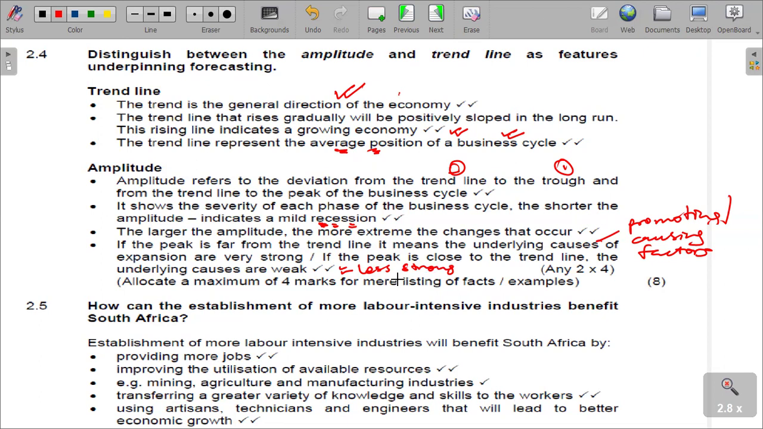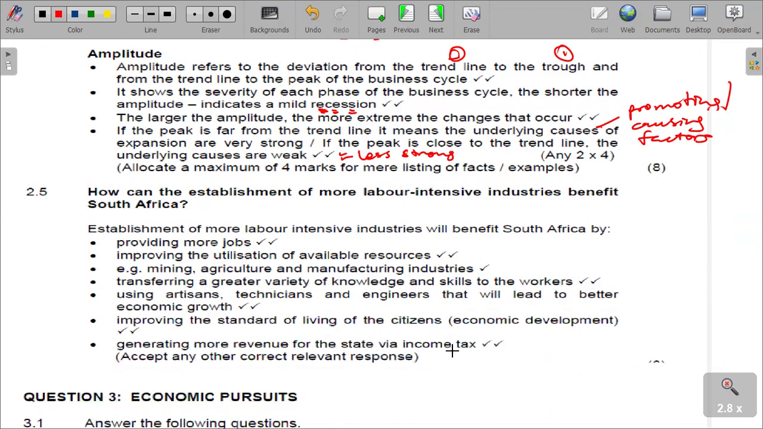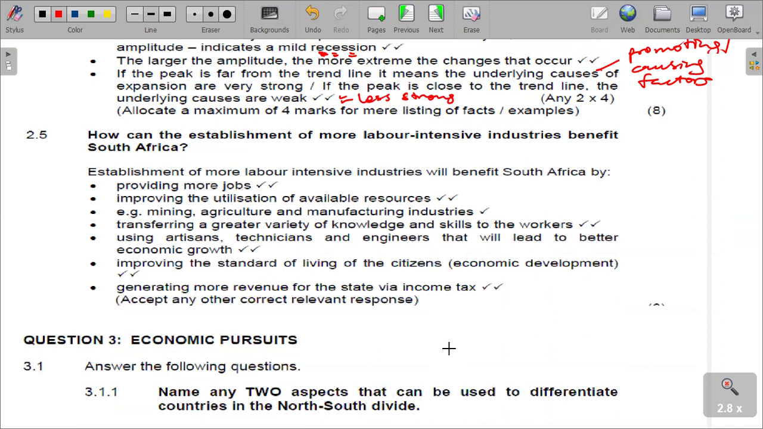And then how can the establishment of more labor intensive industries benefit South Africa? We are talking about industries that require a lot of people in their operations. How would that benefit South Africa? Industries such as, we can talk about primary industries in this regard, labor intensive industries.